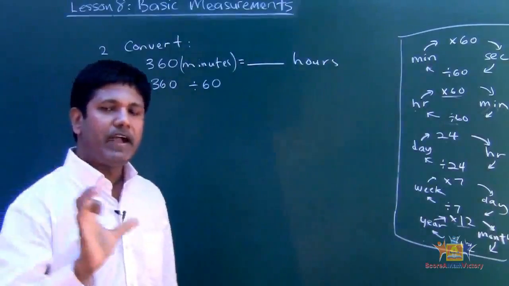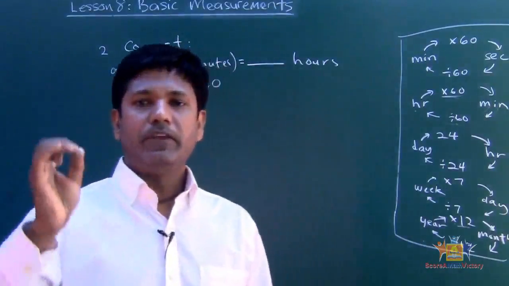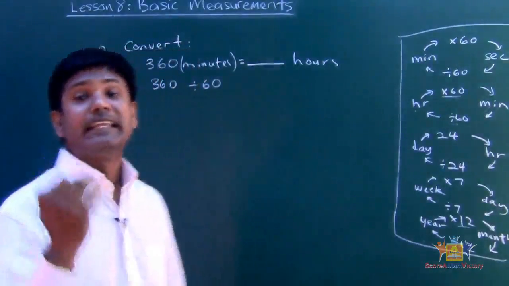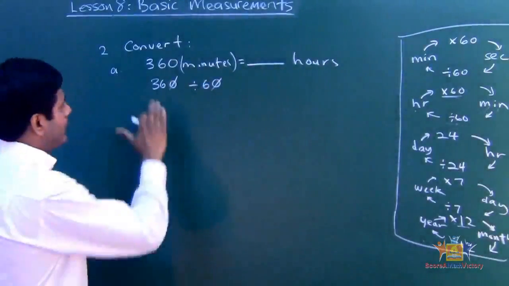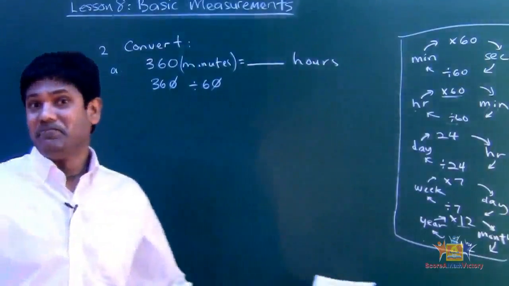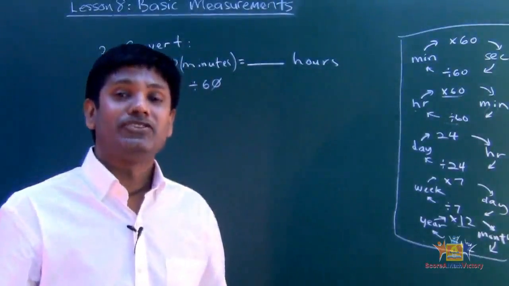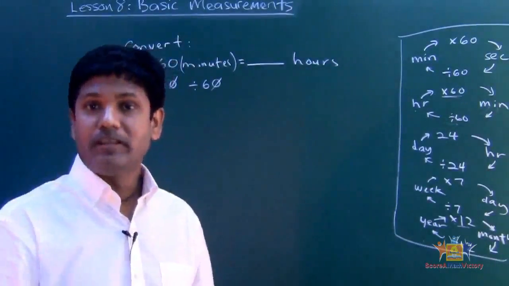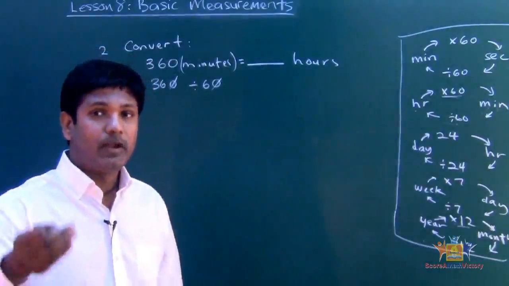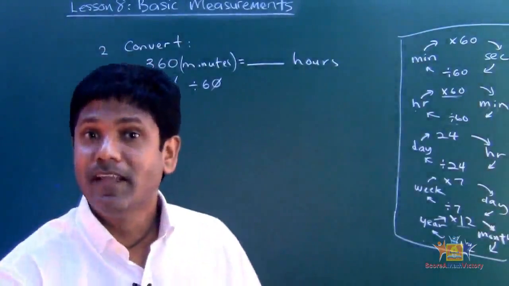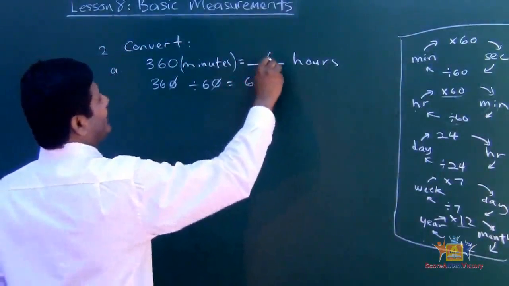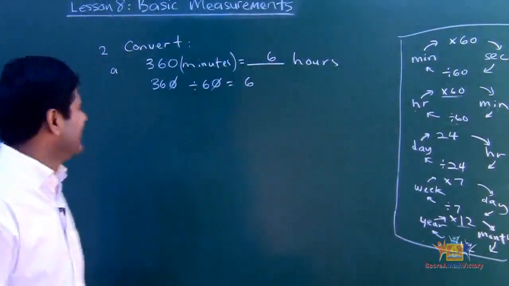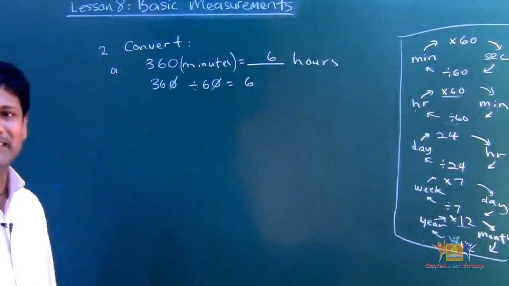Now, whenever you divide two numbers, when you have 0 at the end, you can cancel them out. See that? This 0, you can cancel them out. Now you have 36 divided by 6, which is what? It's in our timetable range, so we don't have to do long division. 36 divided by 6 is 6, because 6 times 6 is 36. So that means 6 hours. So 360 minutes makes 6 hours.